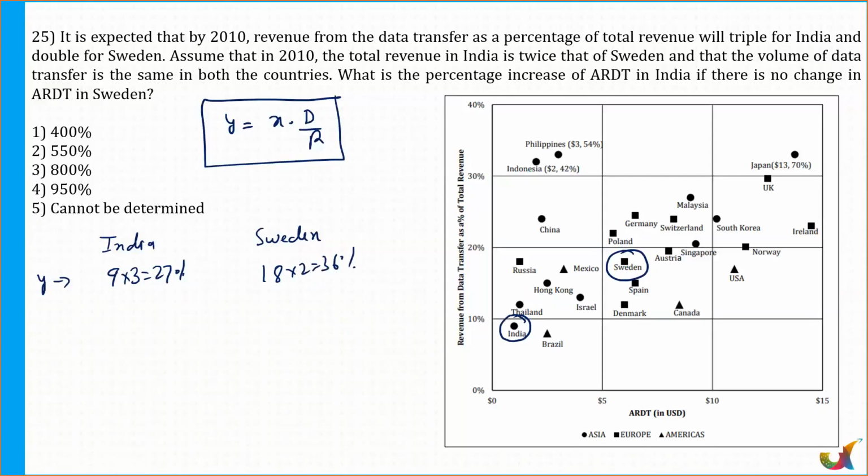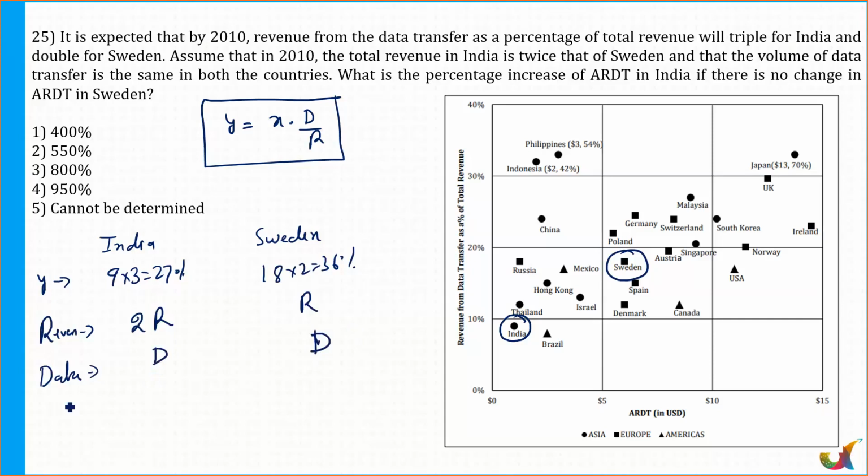Assume that in 2012, the revenue, so here I am talking about the revenue. Total revenue in India is twice that of Sweden. So India revenue is 2R and let us assume the Sweden revenue is equal to R. And the volume of the data transfer is the same. So let's say it is D and it is D. Then what is the percentage change of increase of ARDT in India? So I need to find out the percentage change in X.